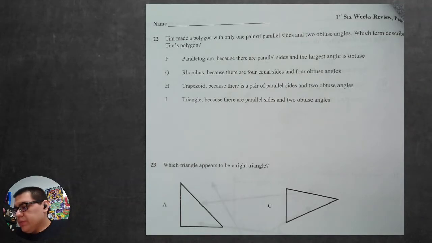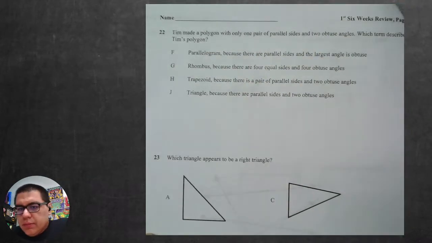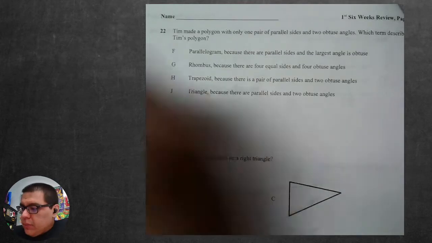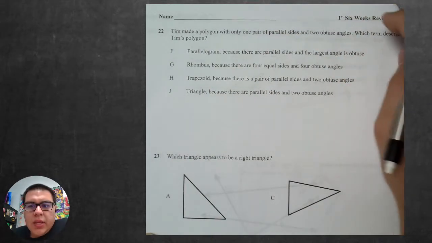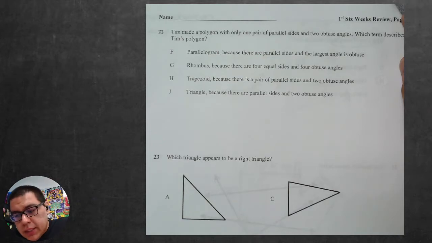Question 22 says, Tim made a polygon with only one pair of parallel sides and two obtuse angles. Which term describes Tim's polygon? So they want us to tell them what kind of polygon he made. I told you yesterday, polygon is just a word we use in math to describe any shape that has three or more sides and is not open.